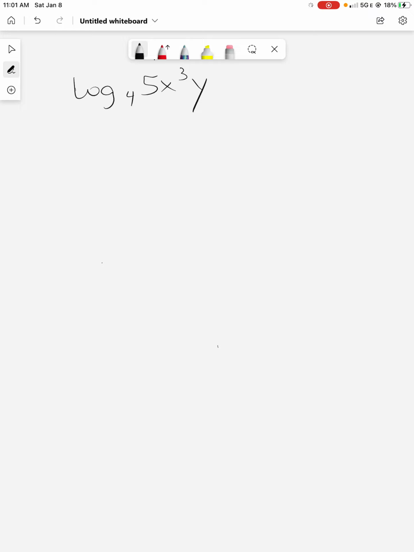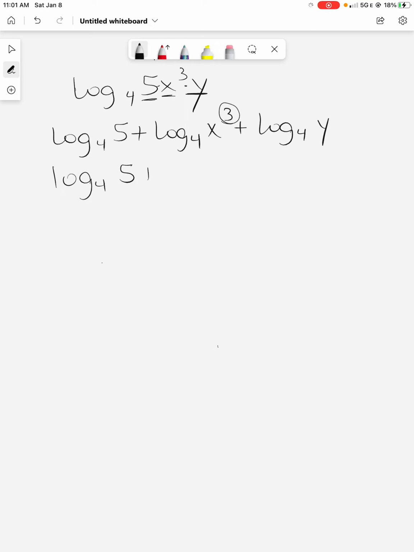So we could have something like log base 4 of 5x cubed y and be asked to expand it. That means use the three rules that we just looked at, the three properties, and write this out in a bigger expression. So first of all, we note that we have multiplication, right? We have three things multiplied. Those can all be rewritten as addition. So this becomes log base 4 of 5 plus log base 4 of x cubed plus log base 4 of y. Now, this can further be simplified with the power rule here. So this would become log base 4 of 5 plus 3 log base 4 of x plus log base 4 of y.